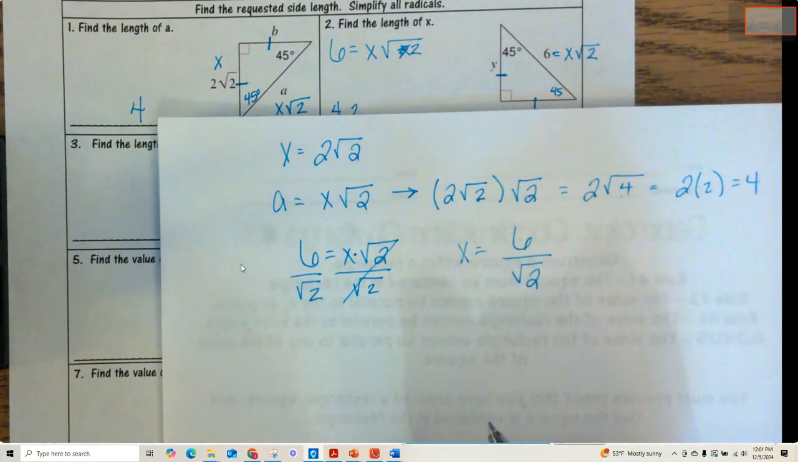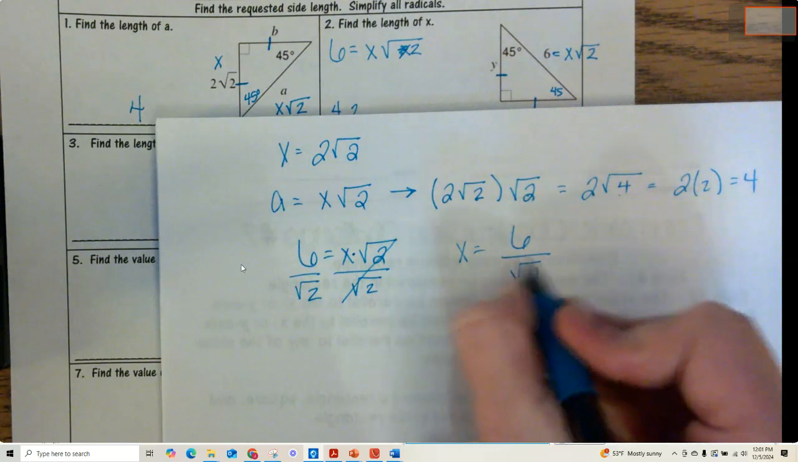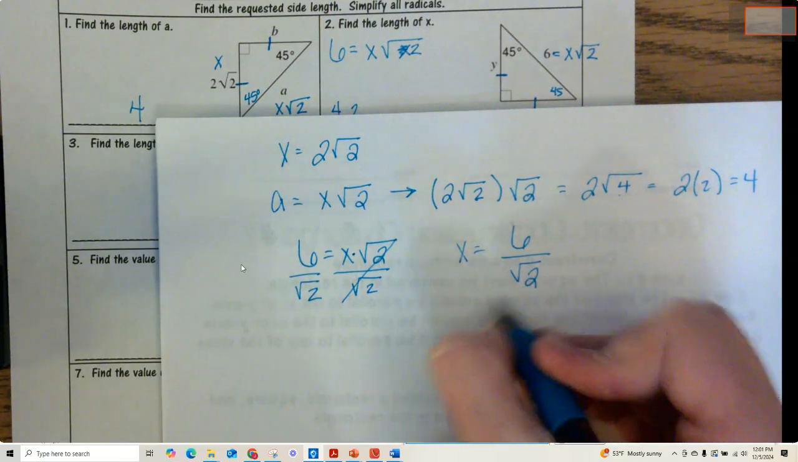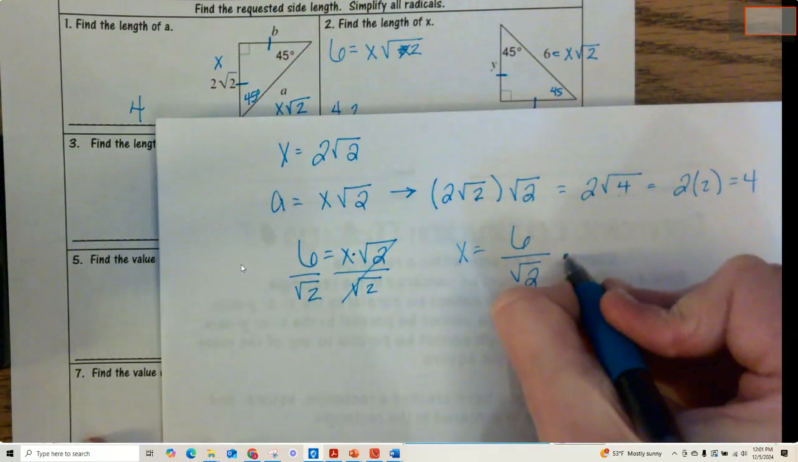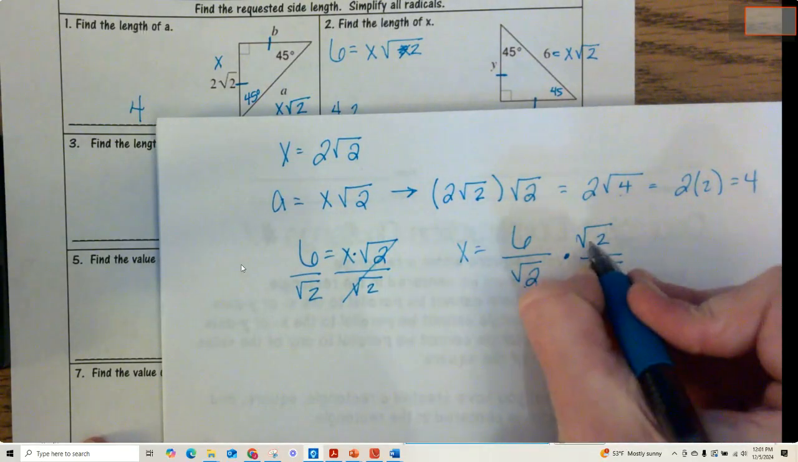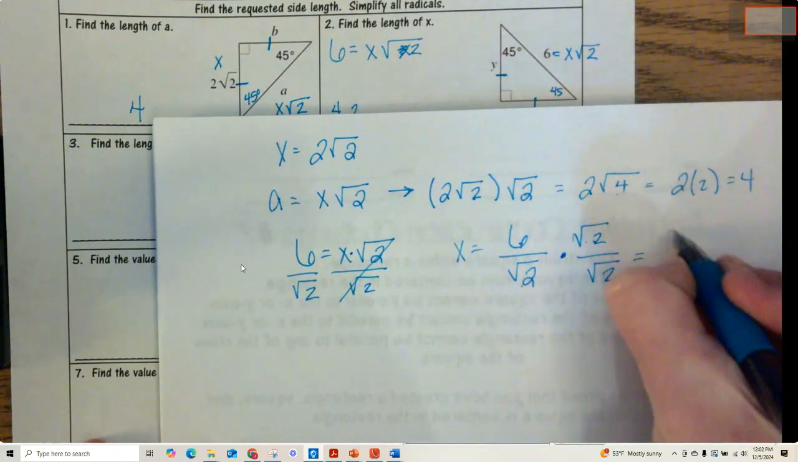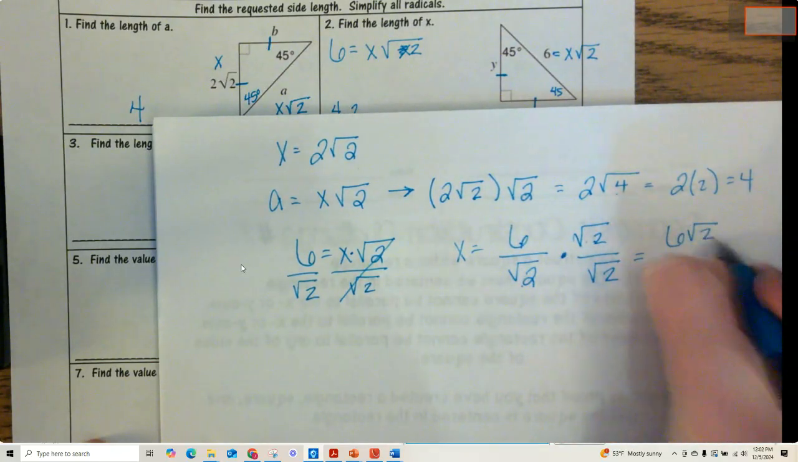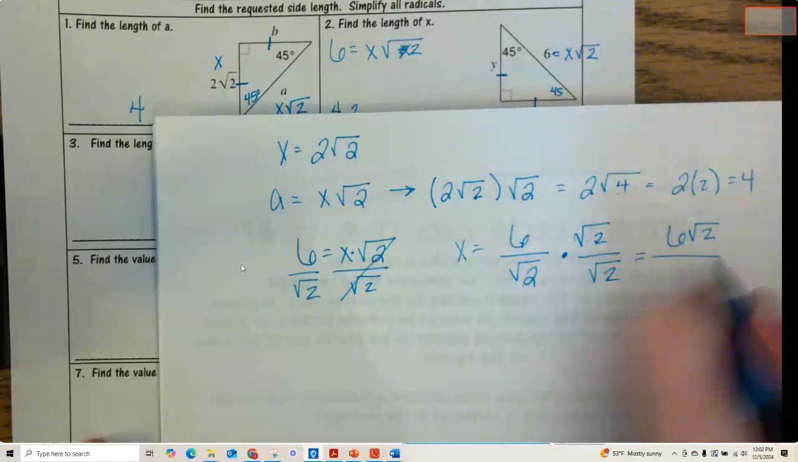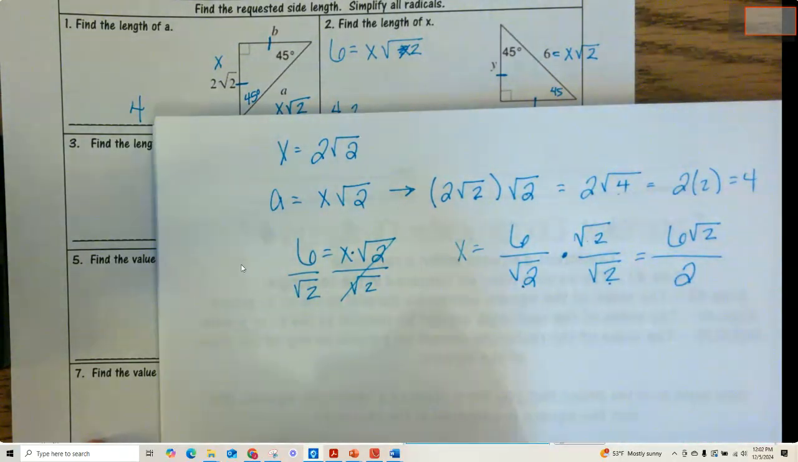I've shown you this like once. Remember I told you this is not okay? We don't put radicals on the bottom. So to fix that, you multiply by whatever the denominator is on the top and the bottom. So 6 times the square root of 2 is 6 times the square root of 2. Square root of 2 times the square root of 2 is 2.